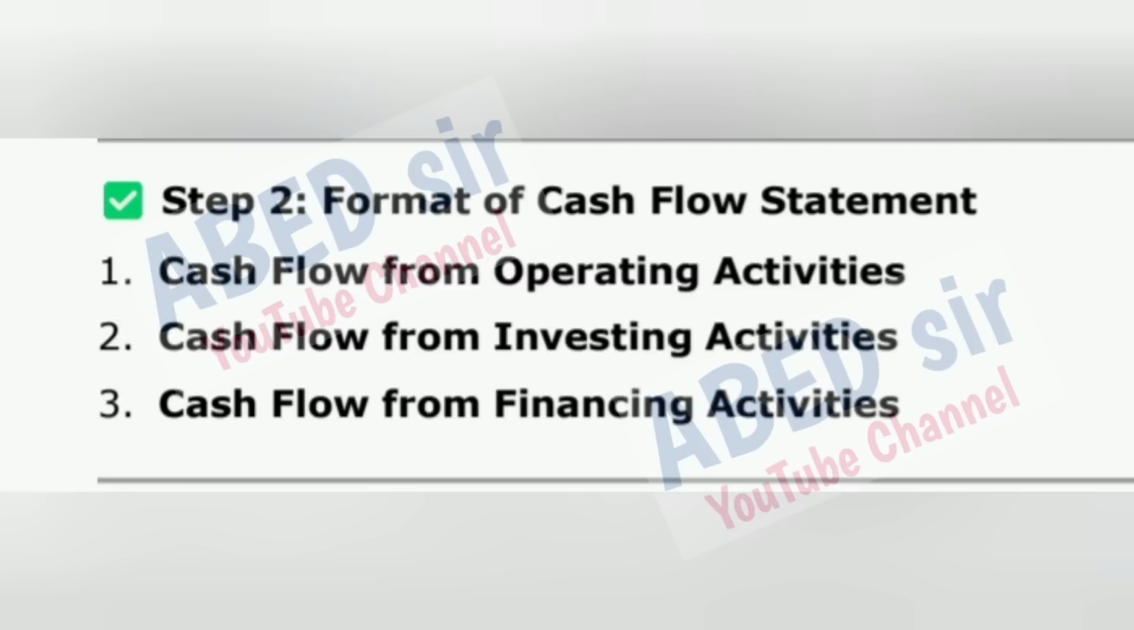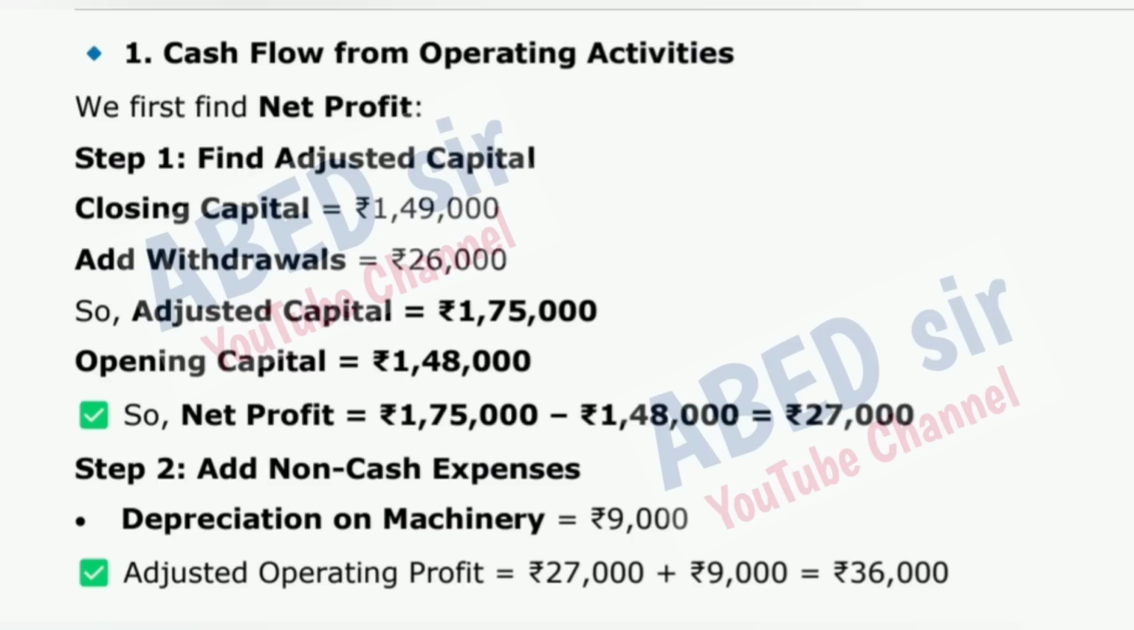Step 2. Format of cash flow statement. 1. Cash flow from operating activities. 2. Cash flow from investing activities. 3. Cash flow from financing activities. 1. Cash flow from operating activities. We first find net profit.